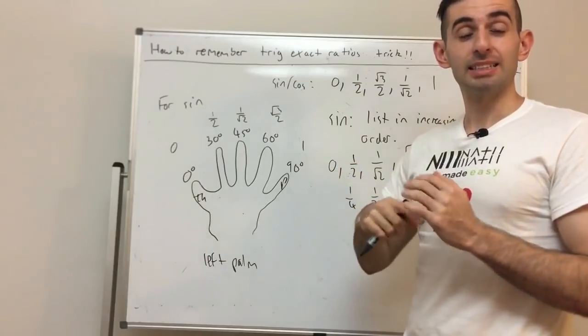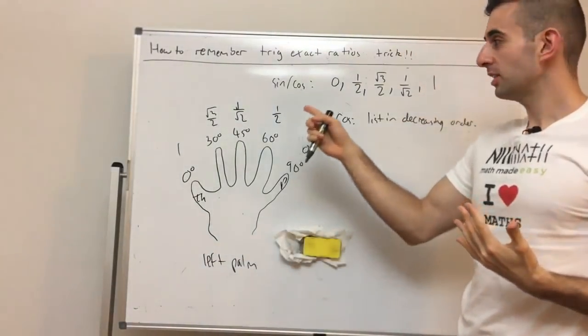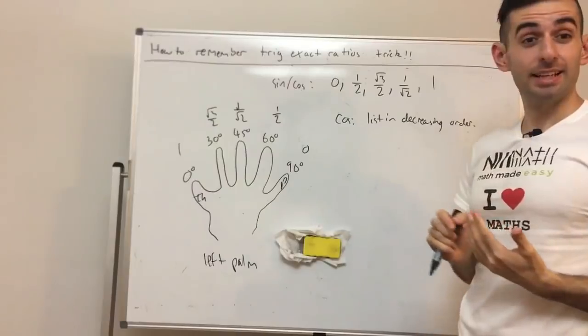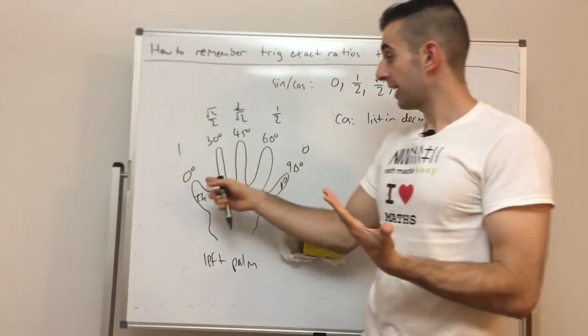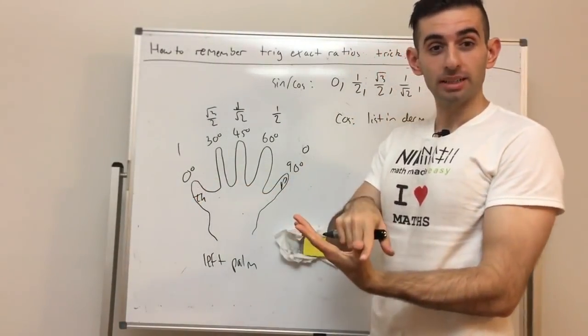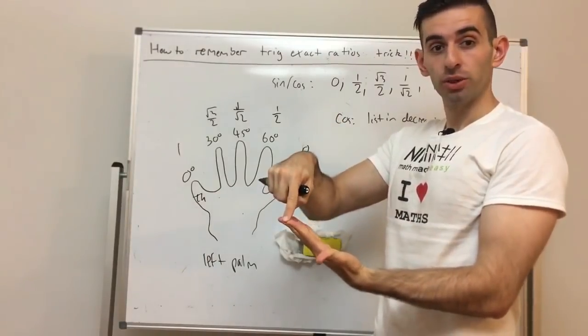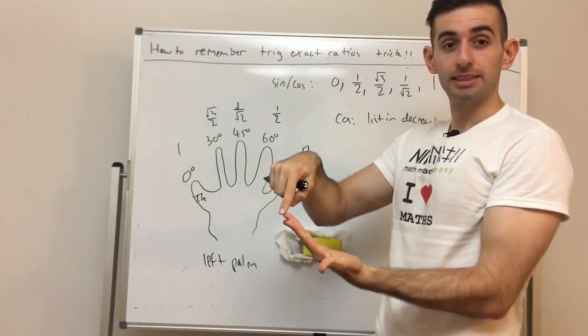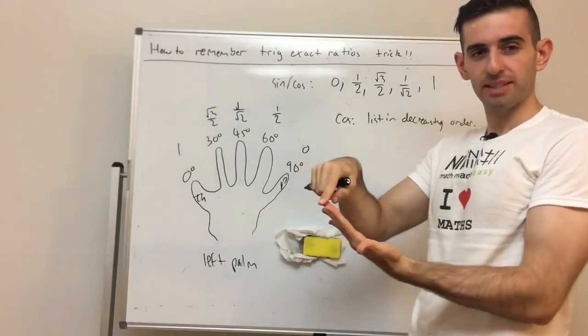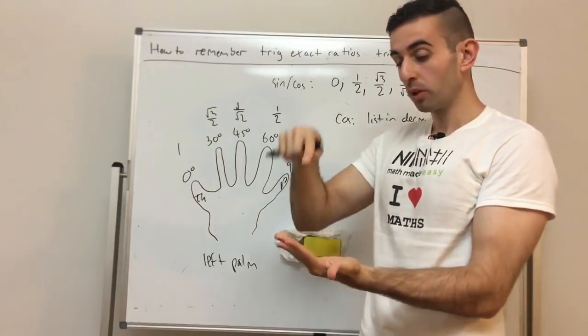So now let's look, how does this work for cos? For cos, it's the opposite. List in decreasing order. So now 0 degrees is 1, 30 degrees is root 3 on 2, and 45 degrees is still 1 on root 2, because cos and sine are both the same there, and there's a reason for that.